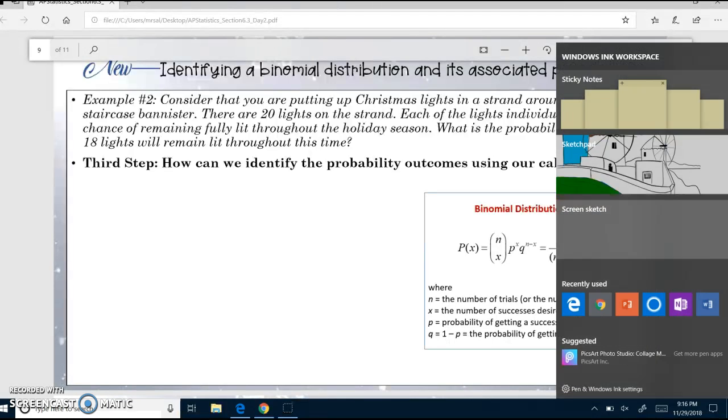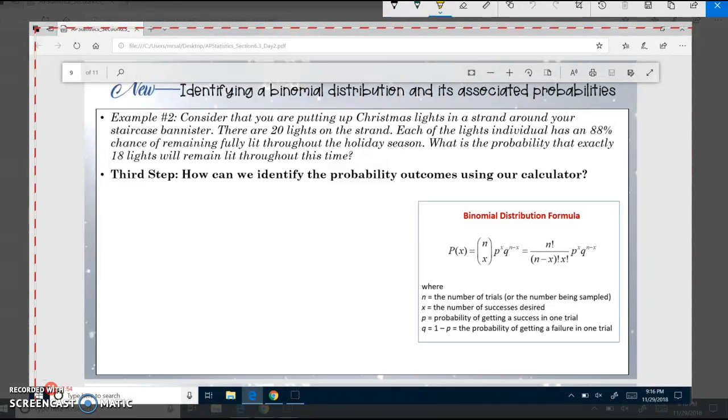So with our calculator, we can answer the specific question that's posed in this problem, which is, what is the probability that exactly 18 lights will remain lit? So if we want to define our values here, n is 20, that's the number of trials. The number of successes that we're interested in, x, is equal to 18. Our probability of success, like we talked about before, is 0.88. Probability of failure is 0.12. So if we go to use this formula here, again, we want to use that choose option because it's going to go by faster.